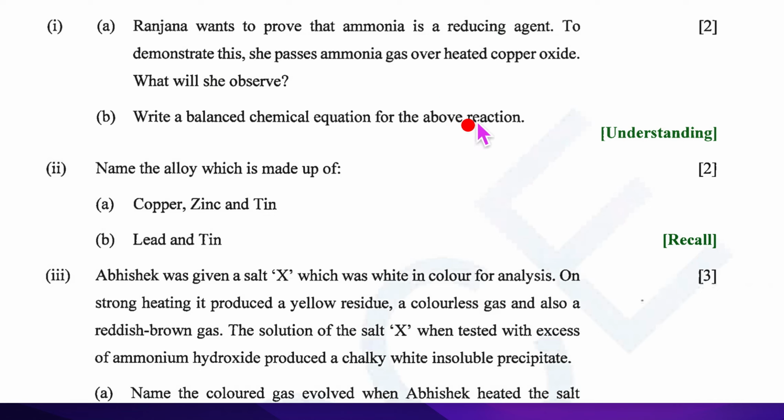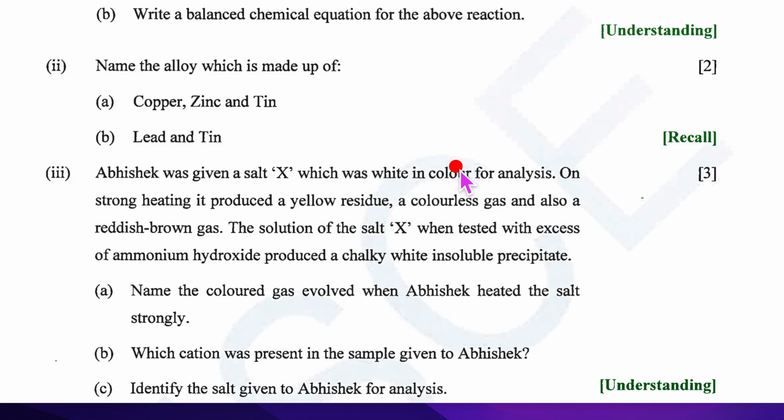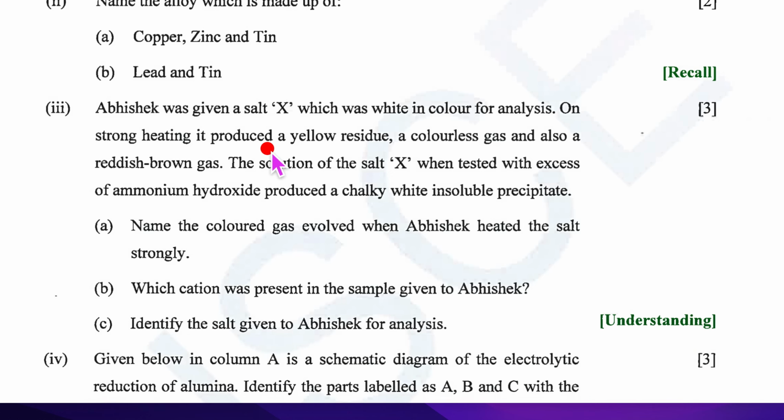Then there are two more reactions showing the reducing property of ammonia: ammonia in excess with chlorine, and ammonia with excess chlorine. All those four reactions you must know by heart. These are important. Name the alloy made with this and this. This is simple. This is bronze. This is your solder metal.